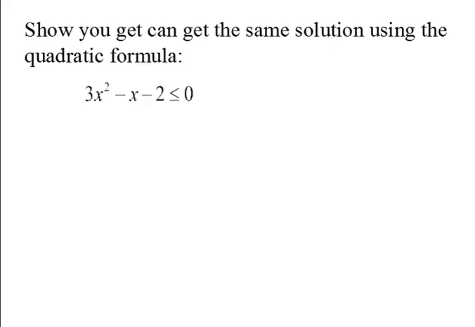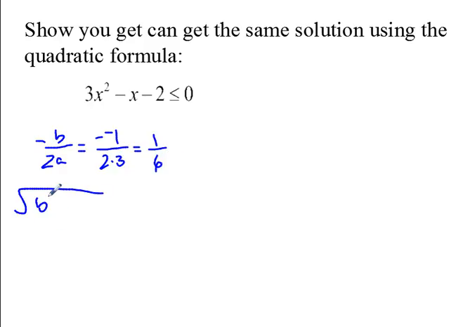Now, if you weren't able to factor this, you can actually still do this with the quadratic formula. So I'm going to show you how that looks with the quadratic formula. If we do our -b over 2a, this is the same problem, we would get -1 over 2 times 3, or 1 over 6. And then we could do the square root of b squared minus 4ac all over 2a portion.